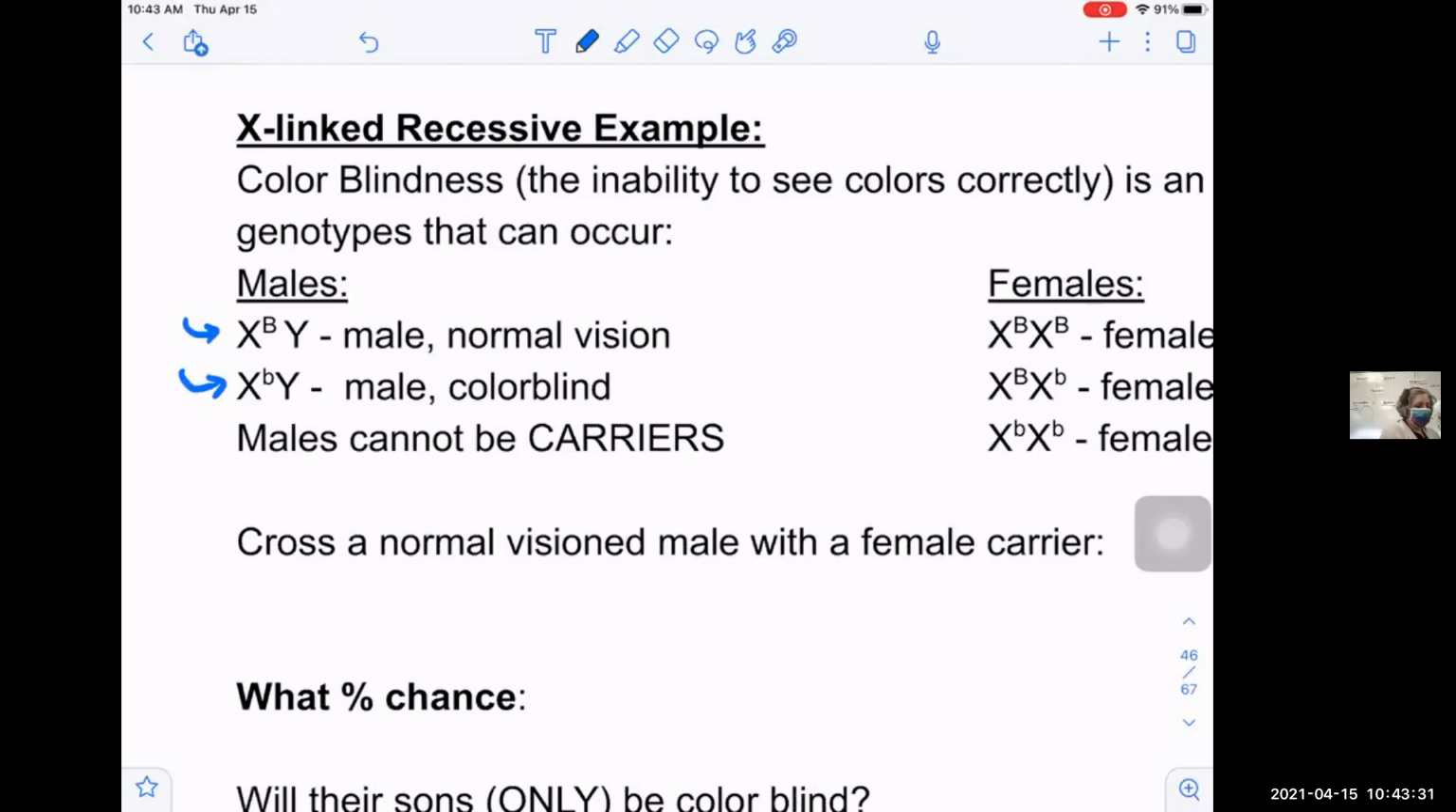And then males cannot be carriers. A carrier is a person who carries the allele for the disorder, but they actually don't have it. So males can't be carriers. They either have it or they don't have it.